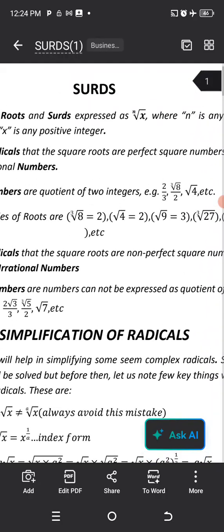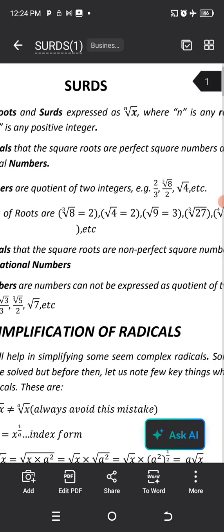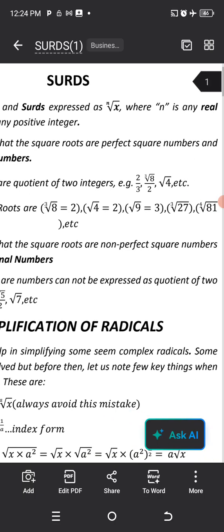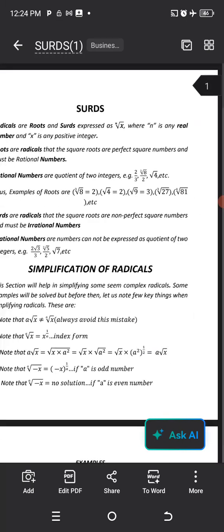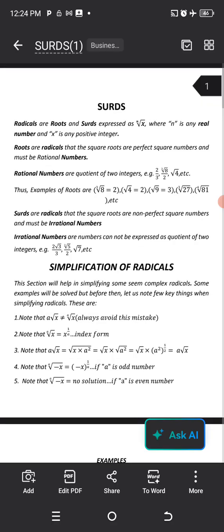Radicals are roots, and surds are expressed as the nth root of x. You understand that expression, the nth root of x, where n is any real number and x is any positive integer.